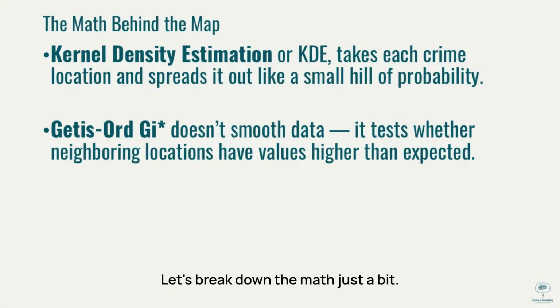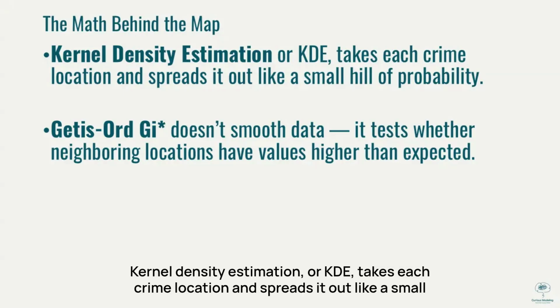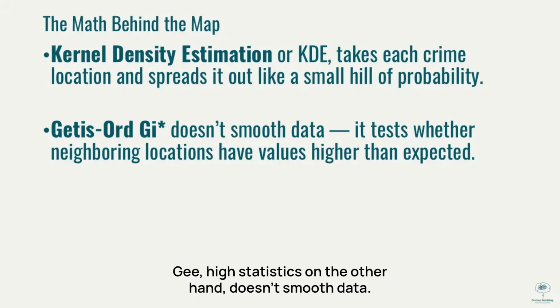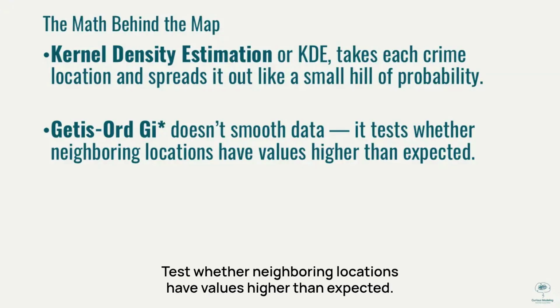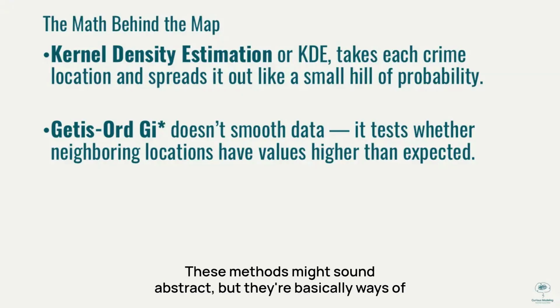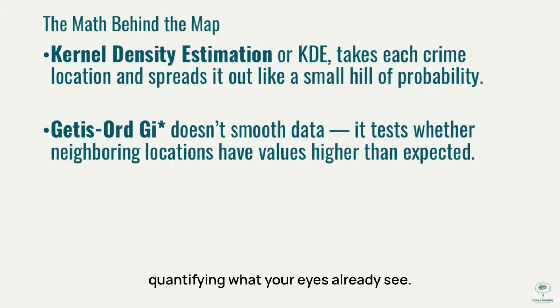Let's break down the math just a bit. No equations, just the concept. Kernel density estimation, or KDE, takes each crime location and spreads it out like a small hill of probability. Where those hills overlap, the surface rises. That's your hotspot. GI statistics, on the other hand, doesn't smooth data. It tests whether neighboring locations have values higher than expected. If they do, that area gets flagged as a statistically significant hot cluster. These methods might sound abstract, but they're basically ways of quantifying what your eyes already see.